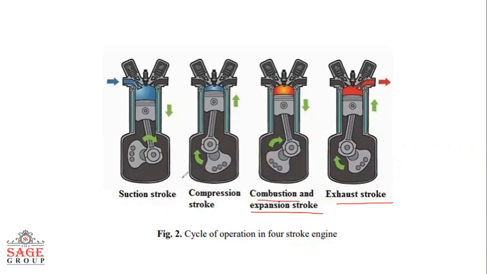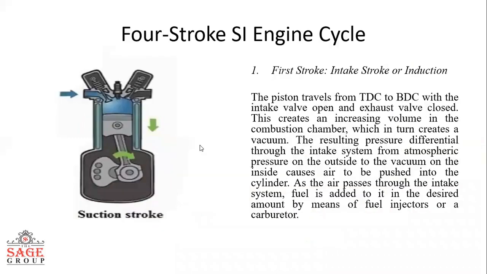Each stroke consists of 180 degrees of crankshaft revolution, and hence a four-stroke cycle is completed through 720 degrees of crankshaft revolution. The cycle of operation for an ideal four-stroke SI engine consists of suction, compression, expansion or power stroke, and exhaust stroke. Let's see these four strokes in detail.